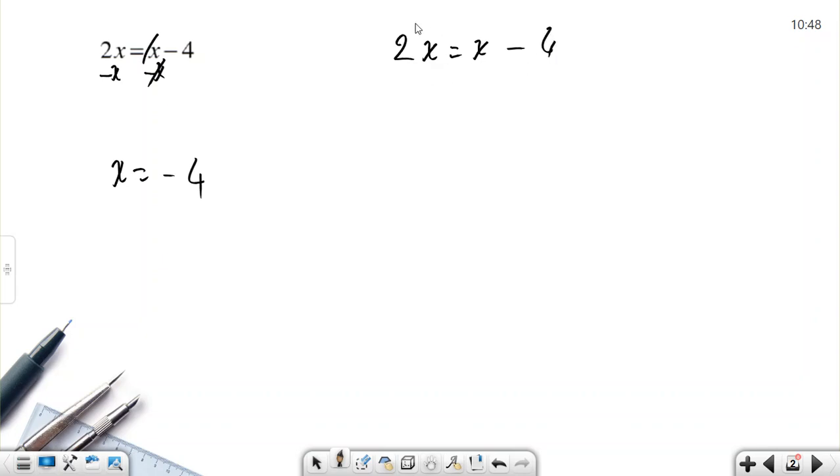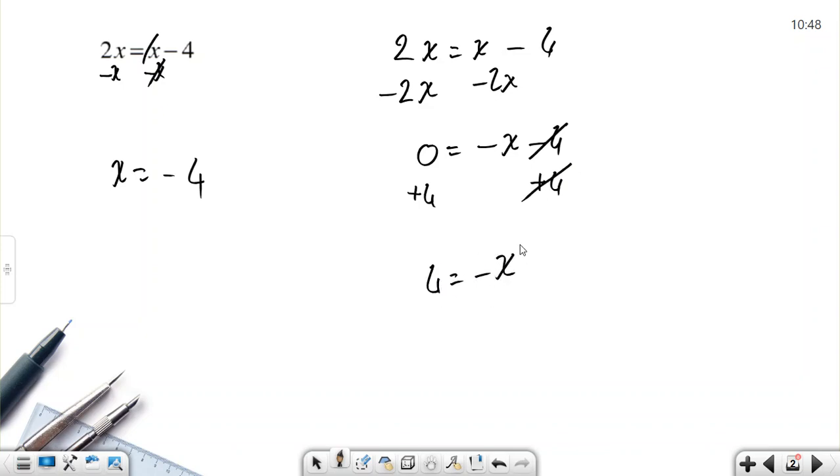If you want to move this 2x, it gets more complicated when you subtract 2x from both sides. So this will be 0 is equal to minus x, because x minus 2x is negative x, then minus 4. So you need to get rid of this minus 4 by adding plus 4 to both sides. So minus 4 and plus 4 will be 0. 4 equals negative x. There is a negative x. You can multiply both sides by minus 1. So negative 1 multiplied by negative x, and minus 4, it's equal to x. x is equal to negative 4.